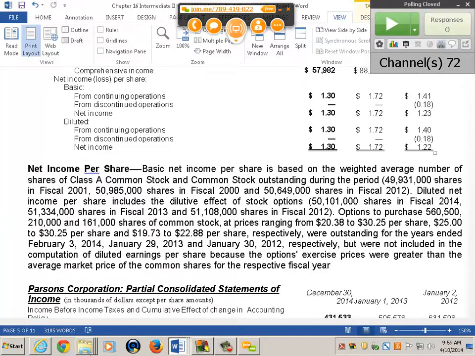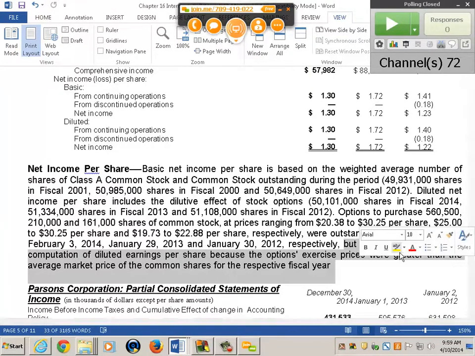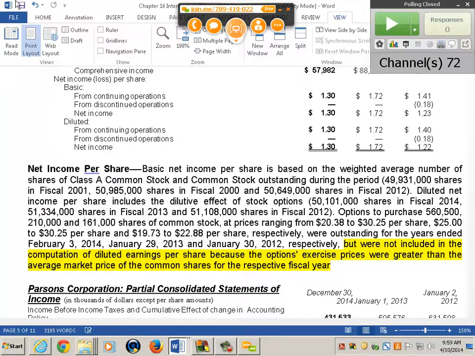Notice also they talk about the dilutive effects of stock options. They tell you about the stock options they have, but notice at the end here, let me see if I can highlight this for you. It talks about how options were not included because they are not in the money. So out of the money options or anti-dilutive securities have to be reported in that footnote, which we mentioned during class.